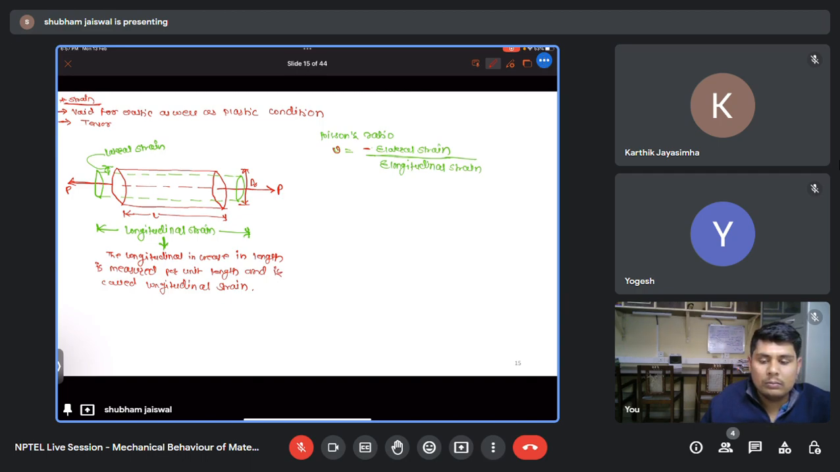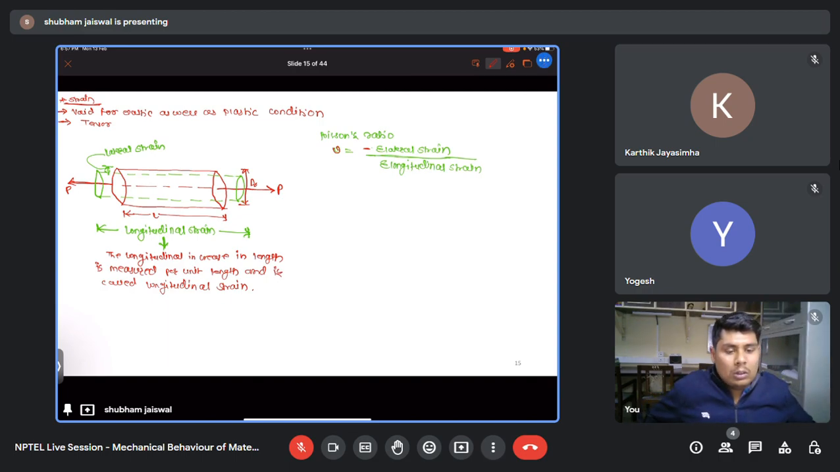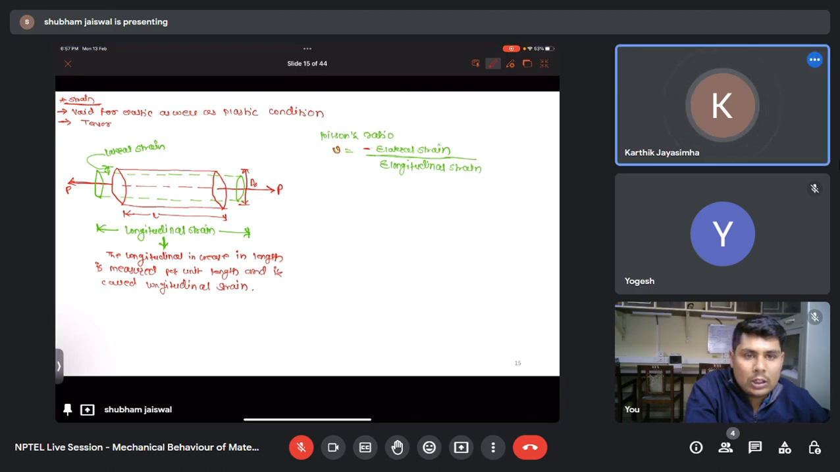Anyone? Why is the negative sign there? Mr. Karthik, Mr. Yogesh? Anyone? Why in the case of Poisson's ratio is the negative sign there? Anyone? Mr. Karthik, Mr. Yogesh? Don't know, sir. Huh? Don't know, sir. Okay.